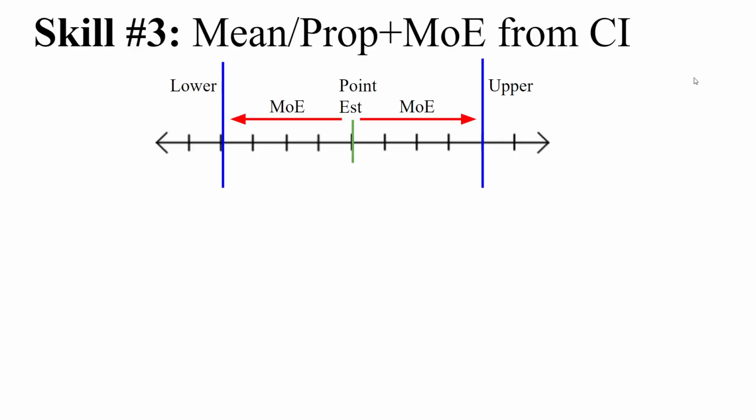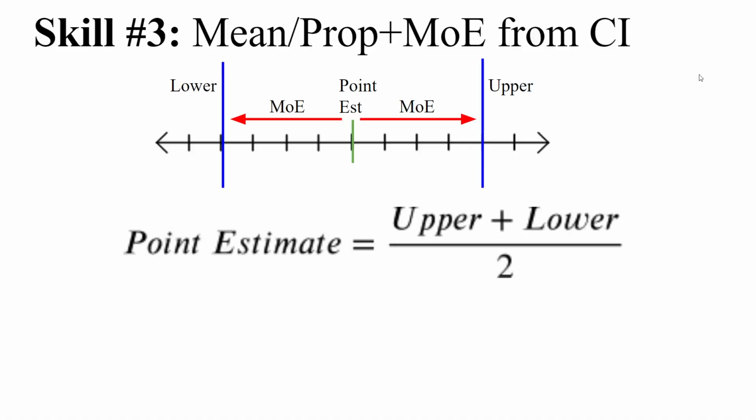You see how the point estimate is in the middle of the lower and the upper bound? Well, to find the middle, we use the midpoint formula. To find a midpoint, we add up the two numbers and divide by 2. So that's how you're going to find the point estimate: you do the upper plus the lower and then divide by 2. You add them up and divide by 2. That tells you your midpoint, which is your point estimate.